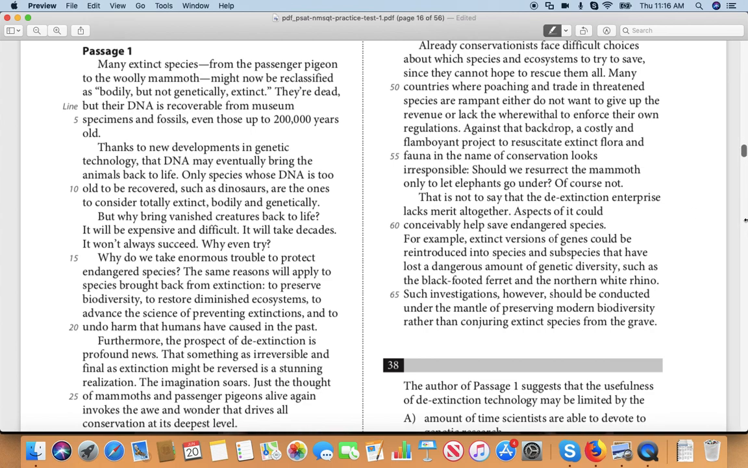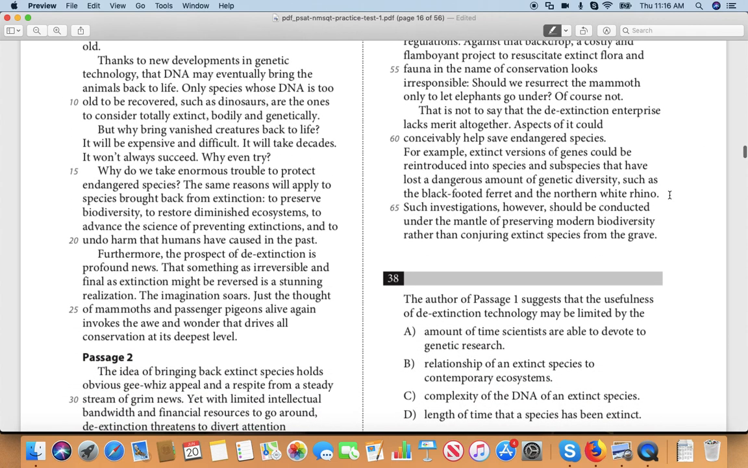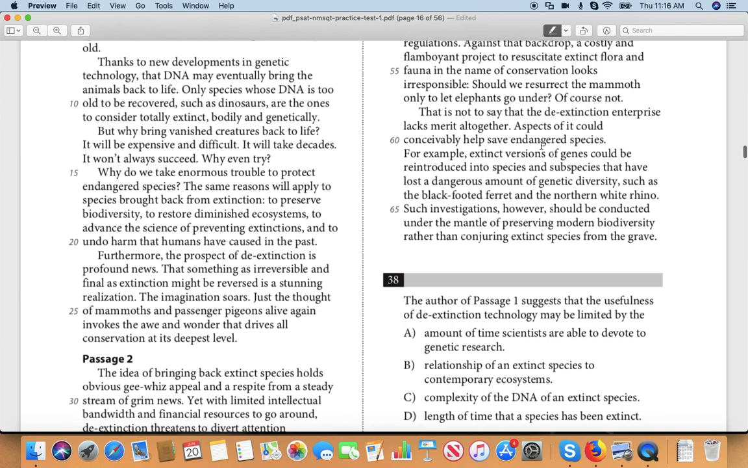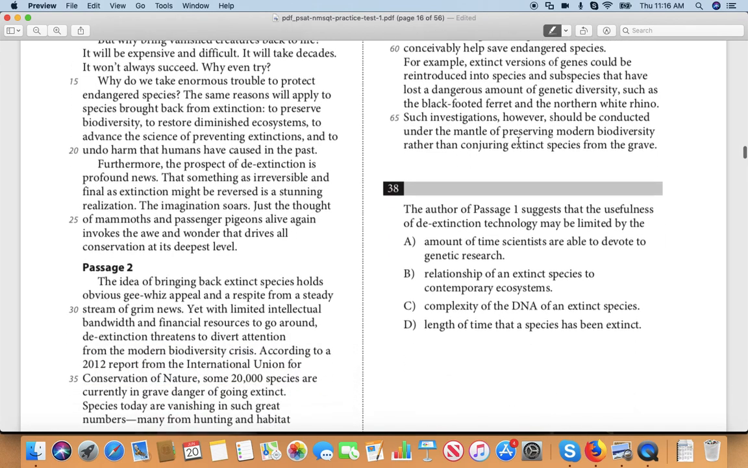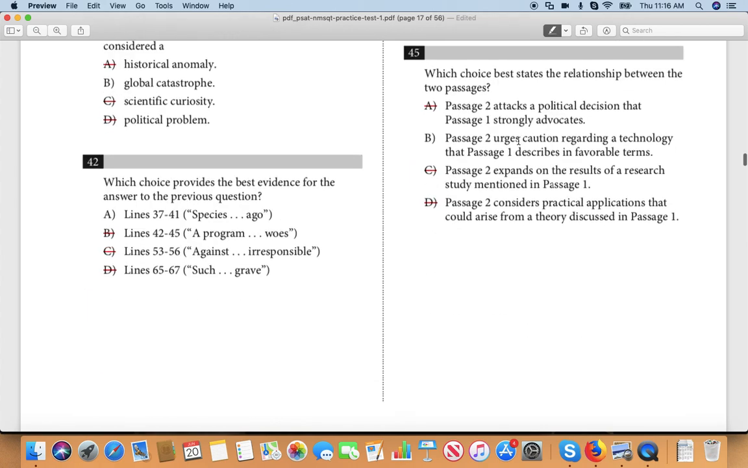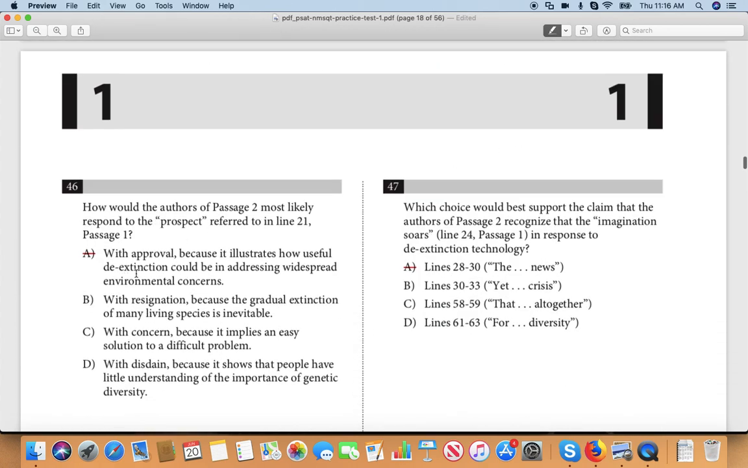This is not to say that the de-extinction enterprise lacks merit altogether. What do you think about that? There's not really a specific answer. You could use it, but I don't think that would work. You can maybe use it for A again, but that's not the author's main point. Then the main point is they might be useful? That's not their main point. What is the author's main point in the passage?